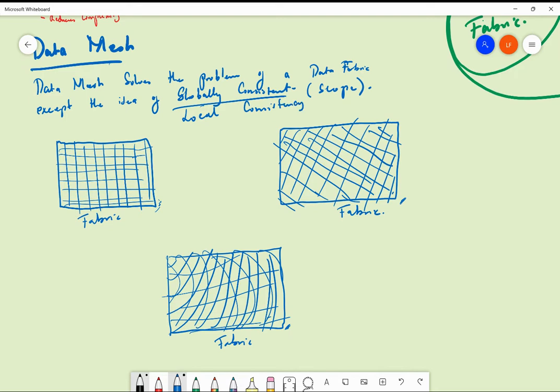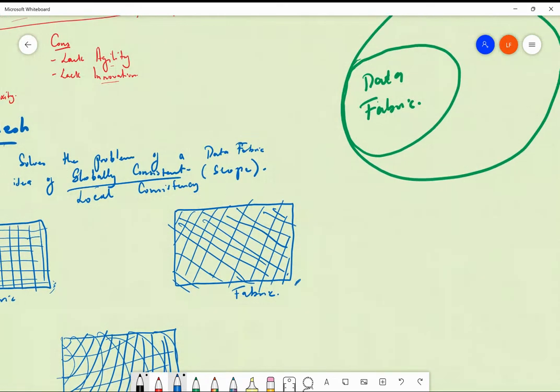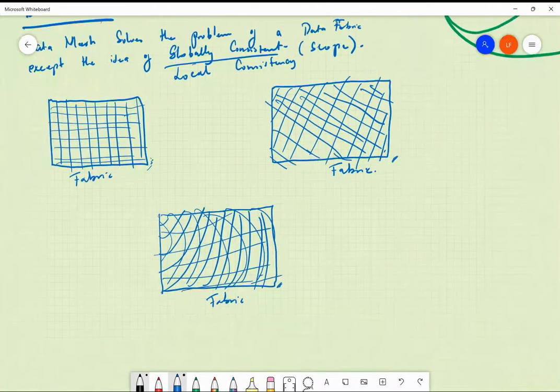All right. So a data mesh still borrows from the principles of a data fabric, except for the fact that consistency is local. So here we have something that is consistent in this space. Here we have something consistent in this space. Here we have something consistent in this space. And what the data mesh adds on top of this now is to say, hey, there is a local consistency, but there has to be something meta above all of this. This still all needs to be stitched together. And this is where interoperability becomes key.